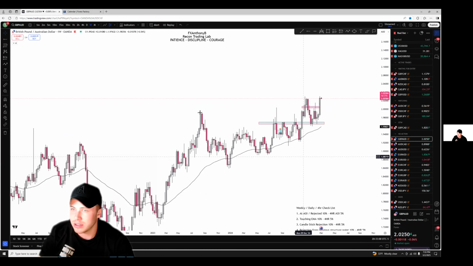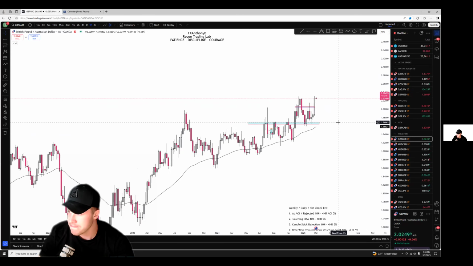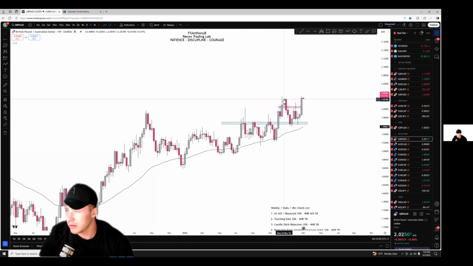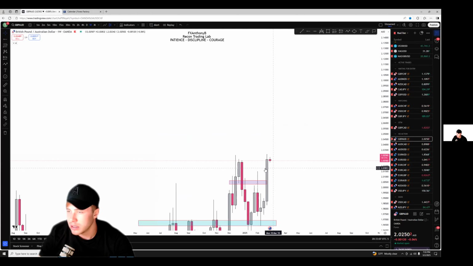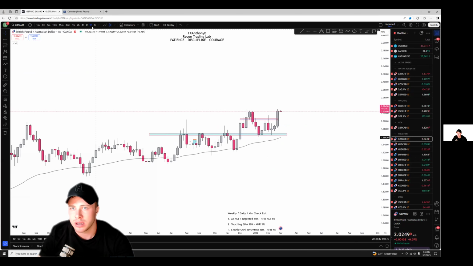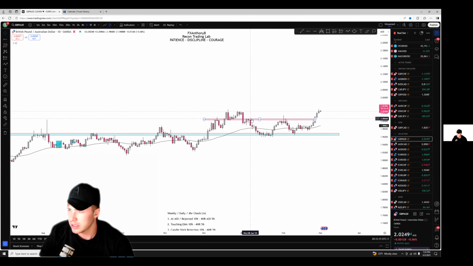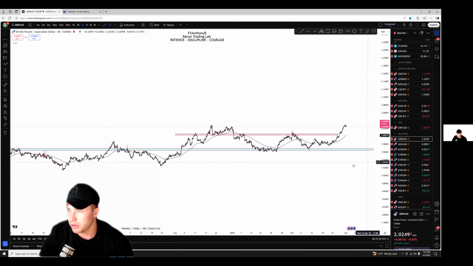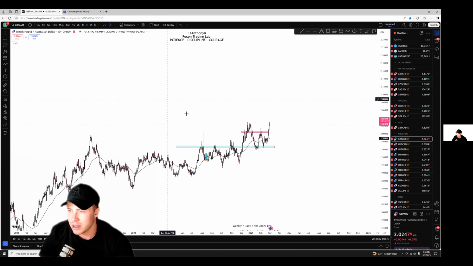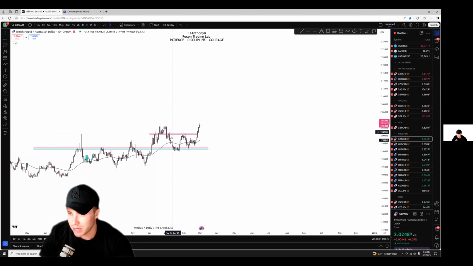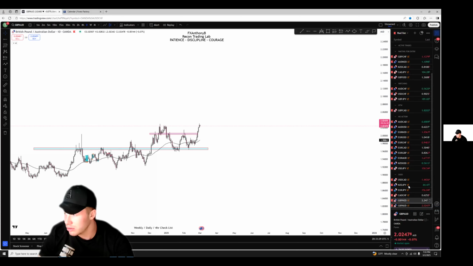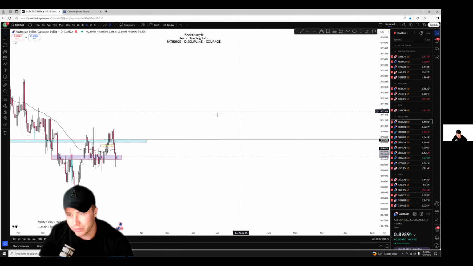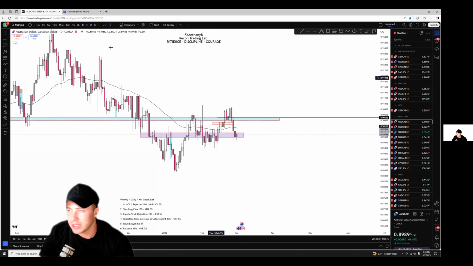Next one is GBP AUD. Weekly is bullish. As you can see here, there is a bullish push. Daily is bullish as well. And 4-hour is bullish. I am not interested in this pair. There is no structure. There is no rhyme or reason. It's just massive candlesticks. So no thank you. Not worth the risk.